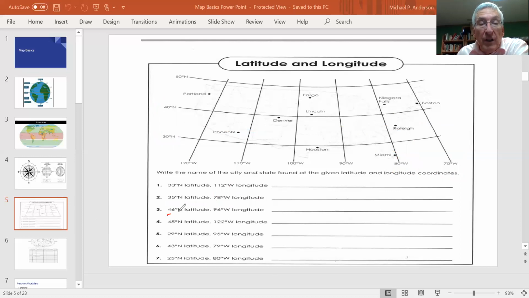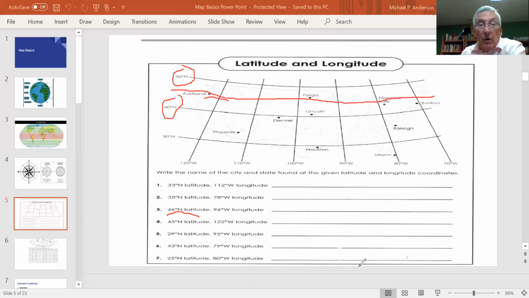This is 46 degrees north latitude. Okay, so here's 40 degrees north latitude. Here's 50 degrees north latitude. 5 is right about here. We want 46 degrees north latitude. So we go across. Looks like it's either going to be Portland or Fargo or Niagara Falls. So we're going to have to check the longitude.